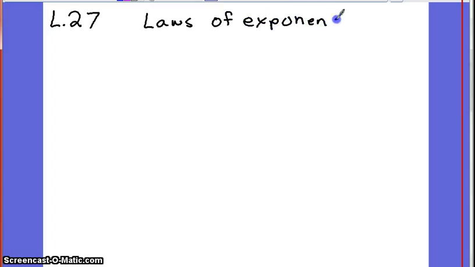So we're doing lesson 27, laws of exponents. And that's page 177 for reference. All right. We are going to apply knowledge that we have learned into something called the laws of exponents that describes a relationship between each other.